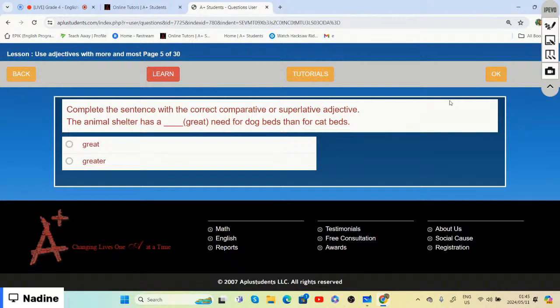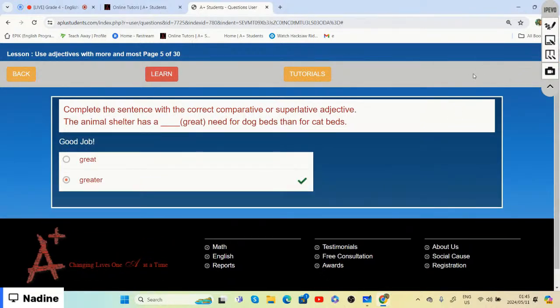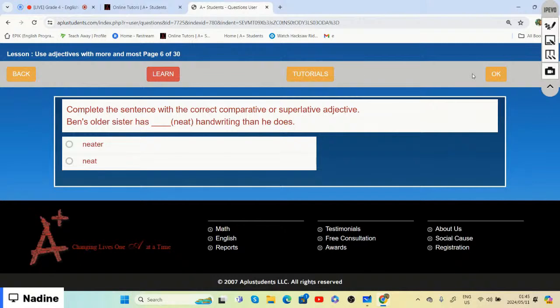The animal shelter has a great need for dog beds than cat beds. Do we say it has a great need or greater need? Option one or option two? Number one or number two? So we can say it has a greater need. So well done, and well done for not acknowledging the other answers that you gave. All right, let's go to the last one.